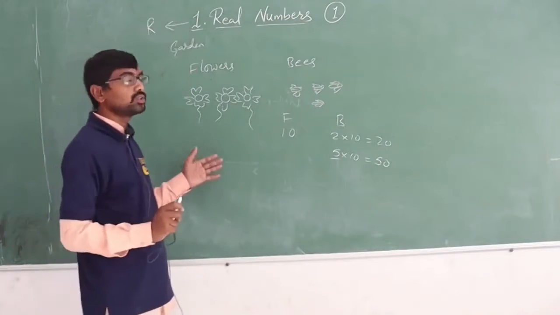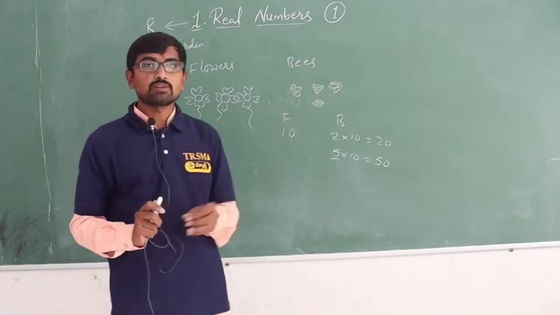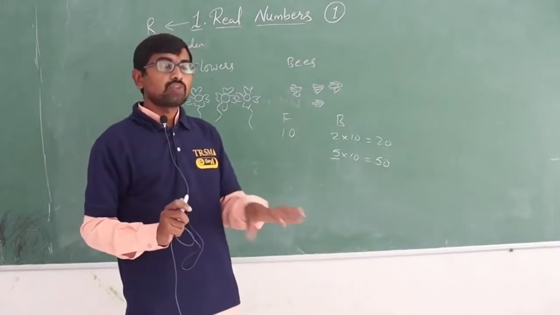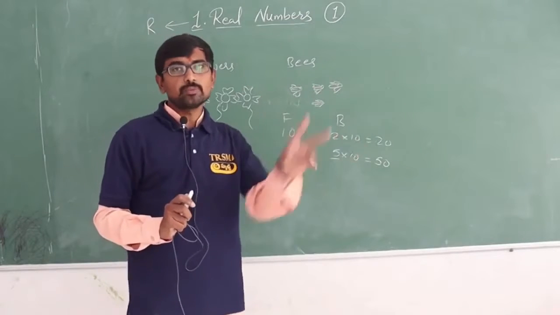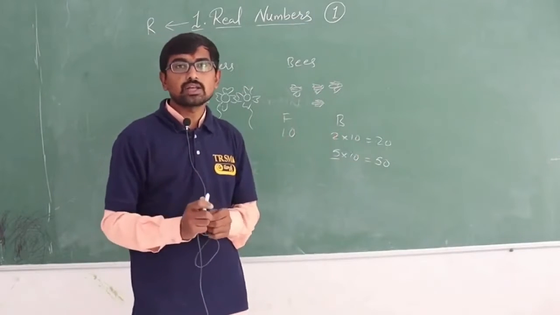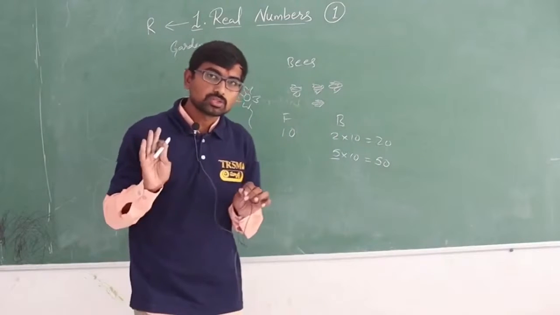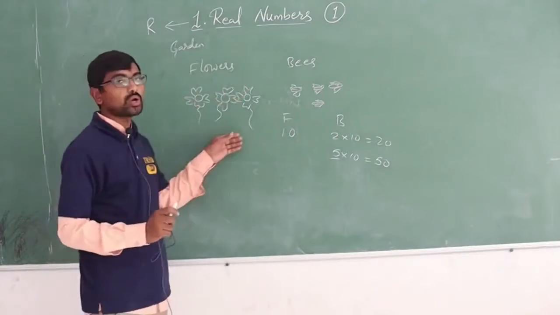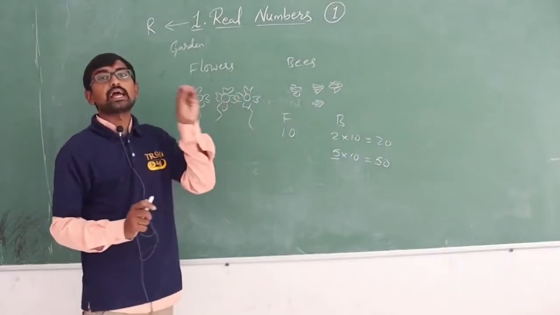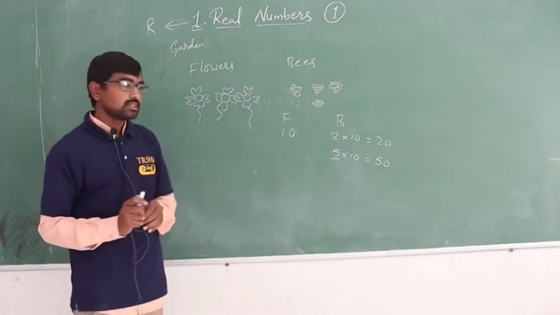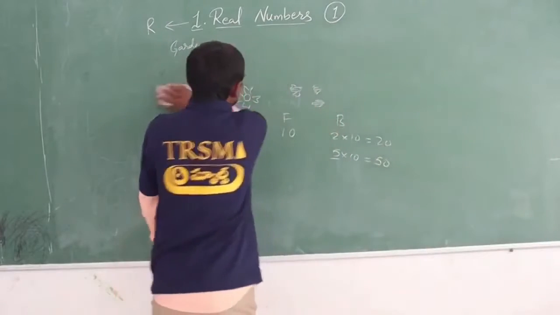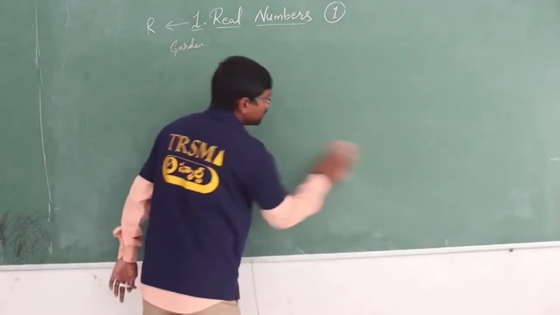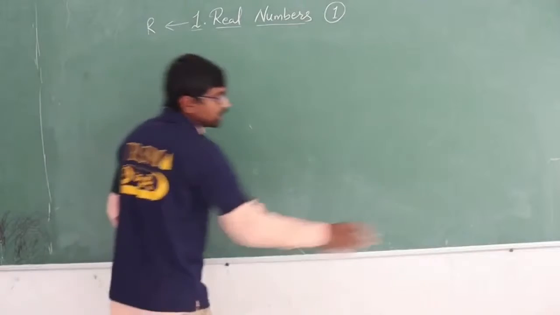If I ask you, in a garden we have some flowers, and each flower has 2 bees, can you say the exact value? We can't say the exact value. Why? Because we don't know the actual number of flowers and the actual number of bees. So we will write that in the form of an equation.